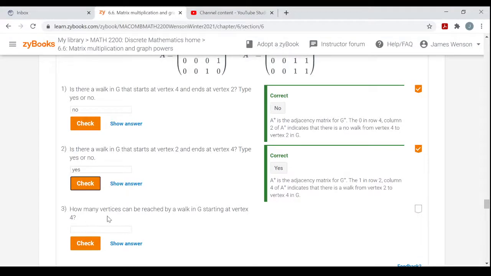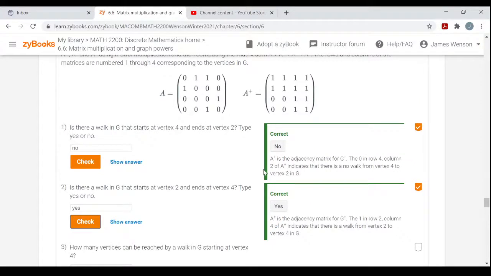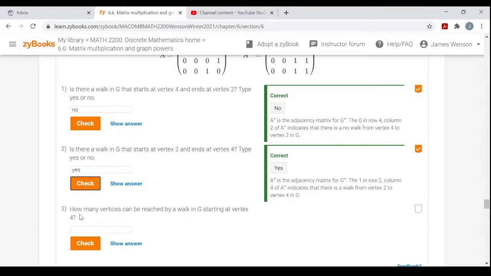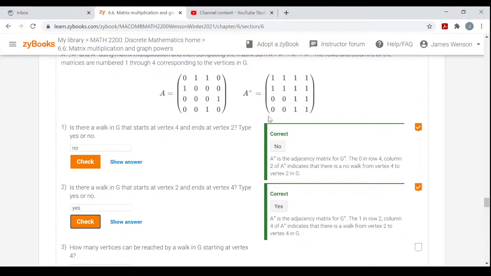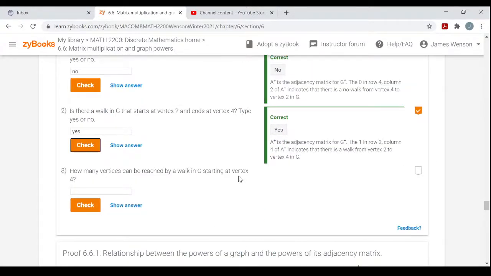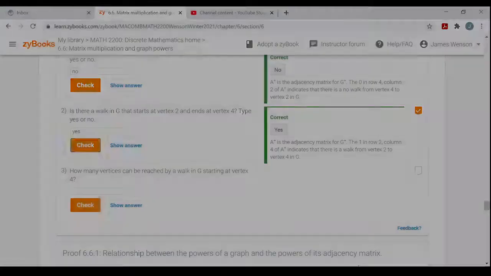And then last question here, how many vertices can be reached by any walk in G? So again, I'm looking at A plus, any walk. How many vertices can be reached by a walk in G starting at vertex 4? So I go to row 4 in A plus. I can't reach vertex 1. I can't reach vertex 2 by any walk, but I can reach vertex 3 and vertex 4. So 2 of them.